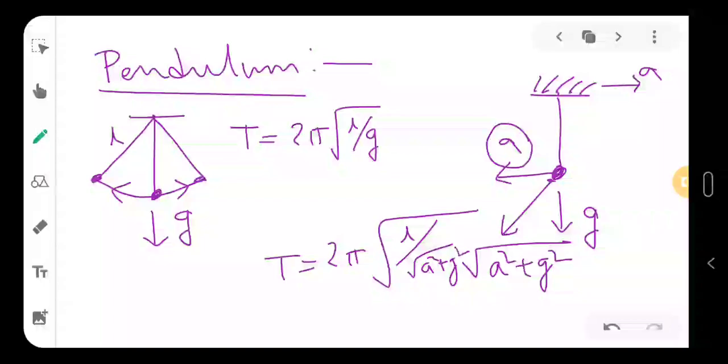Whenever we have situations like a car is going on and inside the car there is a pendulum, in those cases the time period will change.